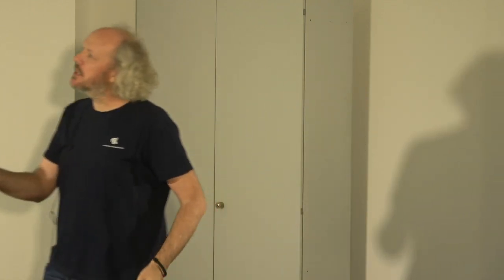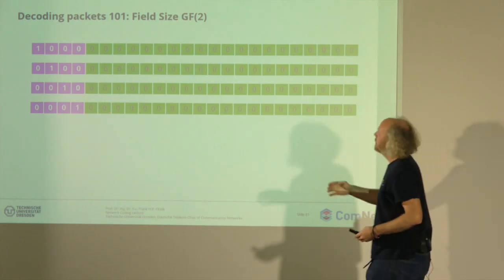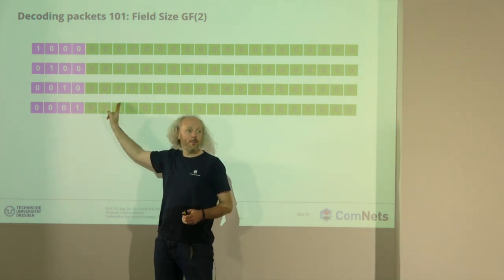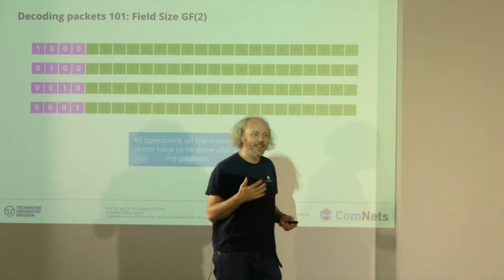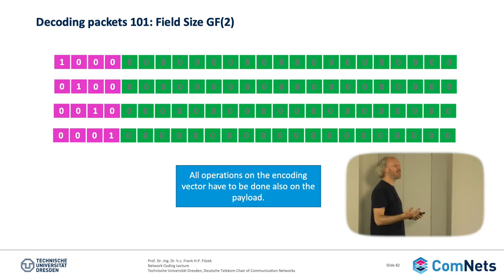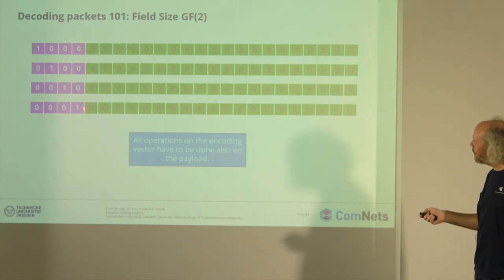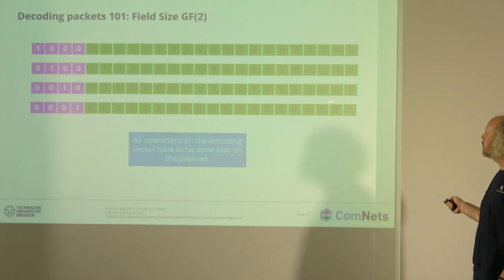So you see what we have done here. Whatever we have done on the bits here, we should also do on the payload. Don't forget this, okay? This is very important. If you don't do this on the payload, it's useless if you just leave it there. But in the end, if you have this on the encoding vector, everything is fine. The payload you can read out.